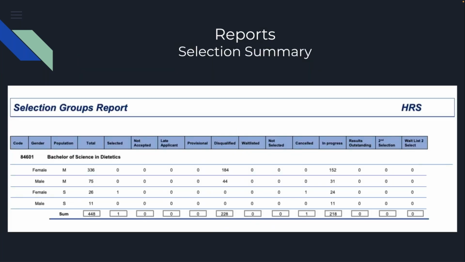Okay, next slide. Right, so this is the final summary report. As you can see there, it's divided between, let's say, male and female applicants, senior and matric applicants. You can also see, for example, how many have been disqualified, how many are still in progress, how many cancelled their application, and various other information that can become useful later on.